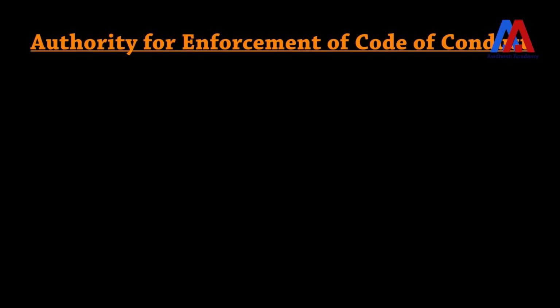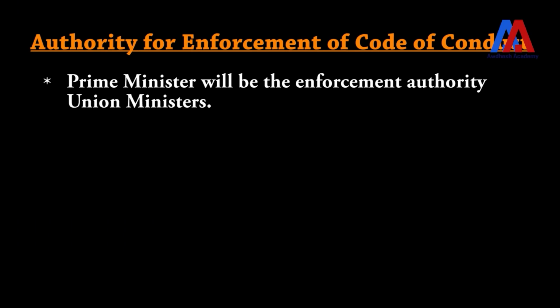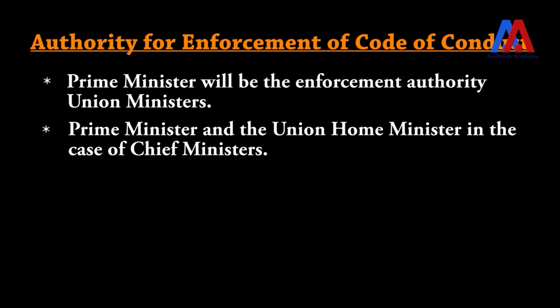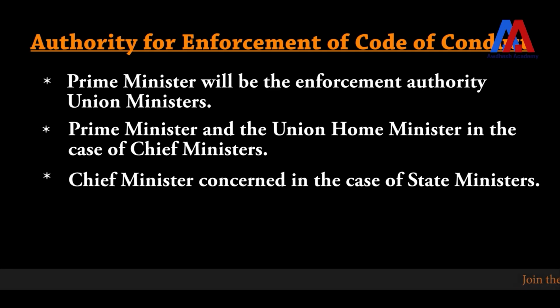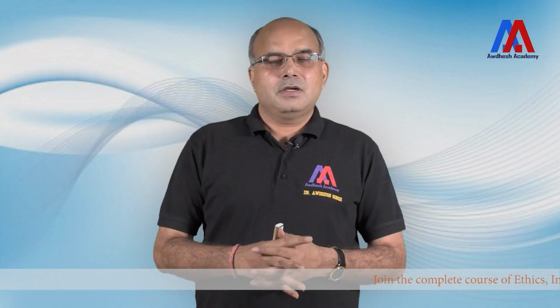Now the question is, if the minister does not follow this code of conduct, how are these things going to be enforced? It has been provided that the Prime Minister will be the enforcing authority as far as the Union ministers are concerned. As far as the chief ministers are concerned, the enforcing authority will be the Prime Minister and the Union Home Minister. Then as far as other ministers of the state government are concerned, it will be the Chief Minister who will be the enforcing authority. So these are the codes of conduct which have been provided for the ministers.